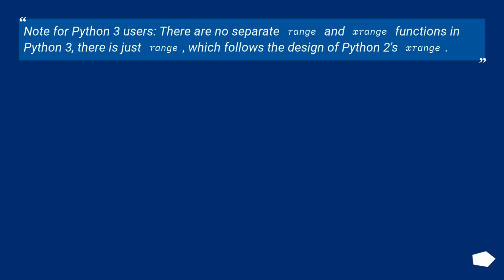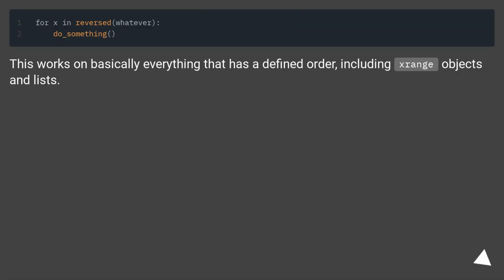note for Python 3 users: there are no separate range and xrange functions in Python 3, there is just range, which follows the design of Python 2's xrange. This works on basically everything that has a defined order, including xrange objects and lists.